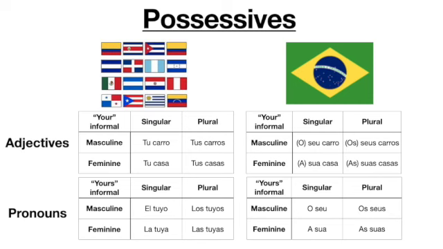But today I'm not going to be focusing on phonological differences. Instead, I'm going to be focusing on grammatical differences. And there are a lot of grammatical differences between Spanish and Portuguese, actually, even though they are such similarly related languages. One place that Spanish and Portuguese differ is in the use of possessives.